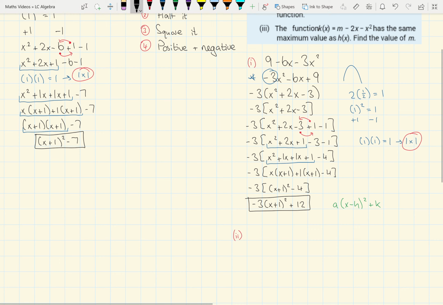So we know from the very start of part 1 when we rearranged it that we're going to end up at an N shape. And then in this case, because it's an N shape, the maximum is actually going to be our vertex. So it'll be this point on the graph. So our vertex, we know, is (h, k).